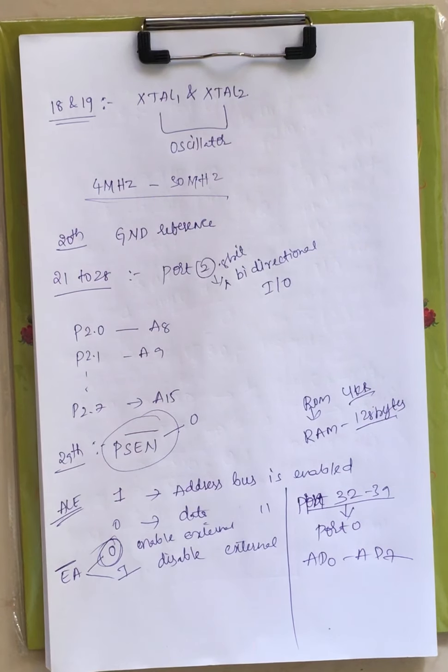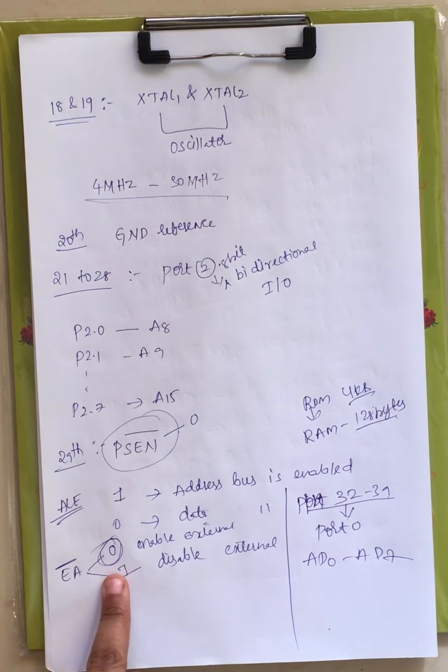Now the RAM memory of 8051 is 128 bytes and the ROM memory is 4 kilobytes. For a particular application, if this memory is not sufficient, the user can interface external program memory as well as data memory. That means whatever data memory and program memory is present in the 8051, if that is not sufficient for a particular application, externally we can interface program memory and data memory. Now that is possible with this pin.